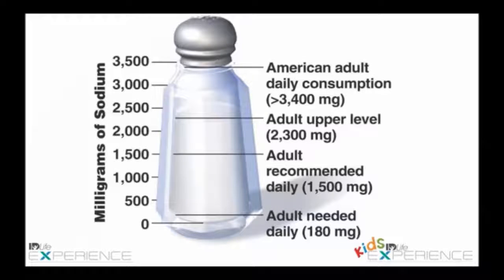Now, why? Well, because the amount that an adult needs daily is about 180 milligrams. That's all they need. Recommended is 1,500. Not really sure why. If all you need is 180, that recommended is 1,500. The upper level of an adult intake should be about 2,300, but the average American is consuming over 3,400 milligrams per day, or more than 2 times the recommended amount. That sodium number on that nutrition label is something that you have to watch closely.